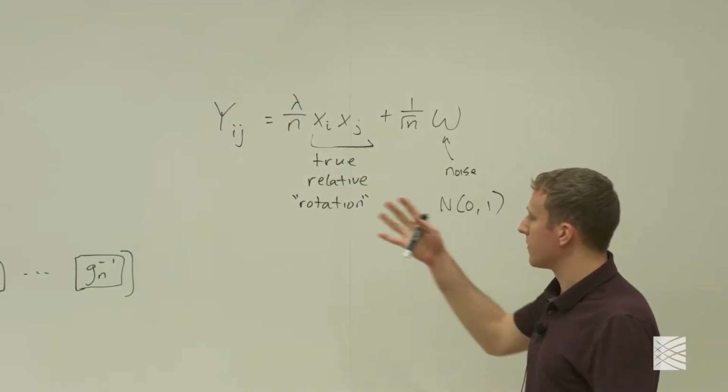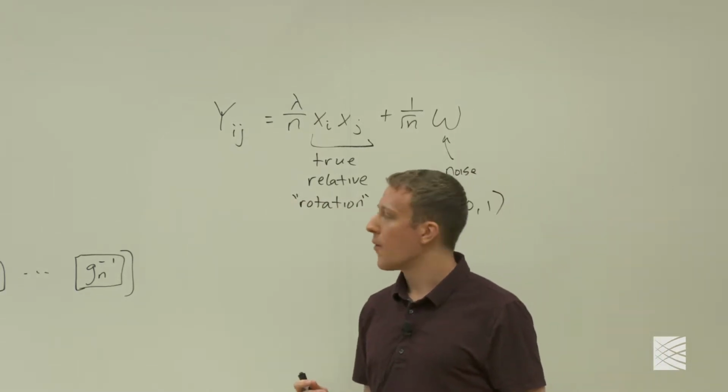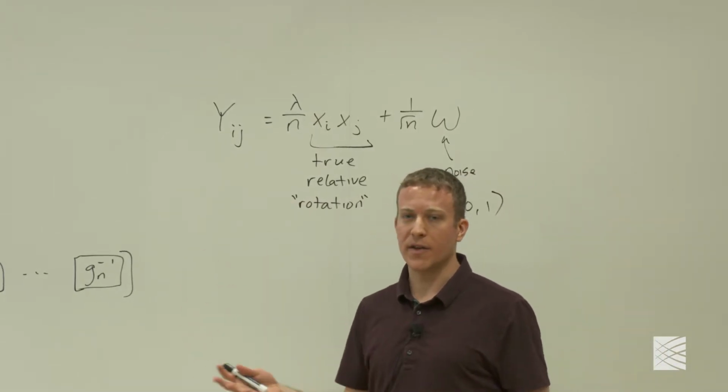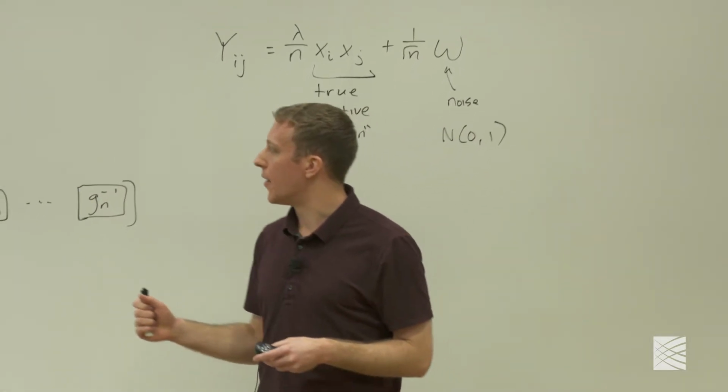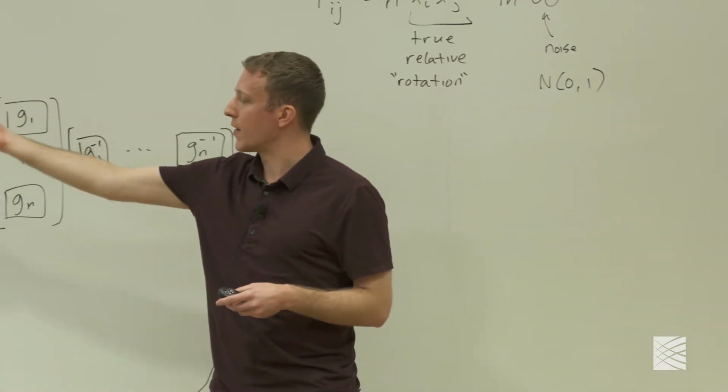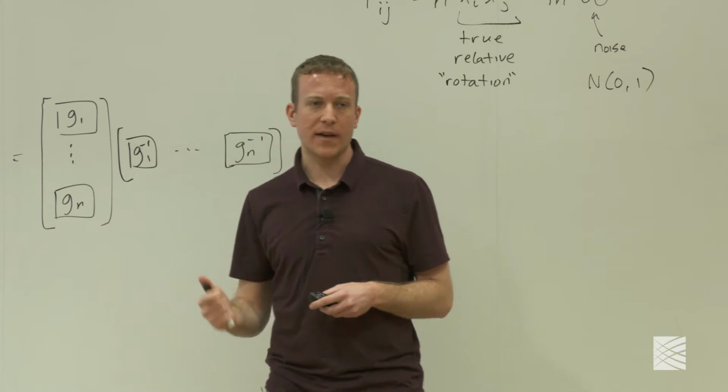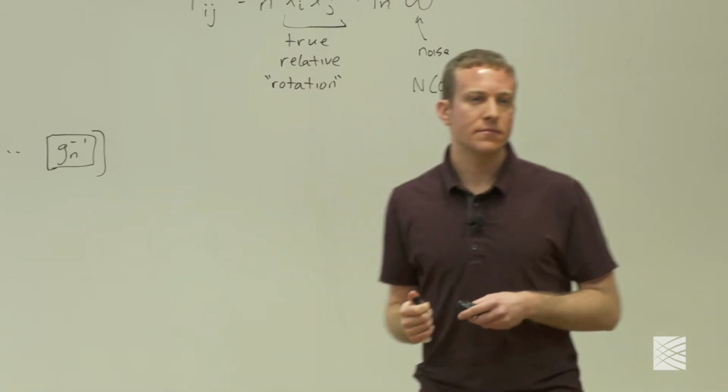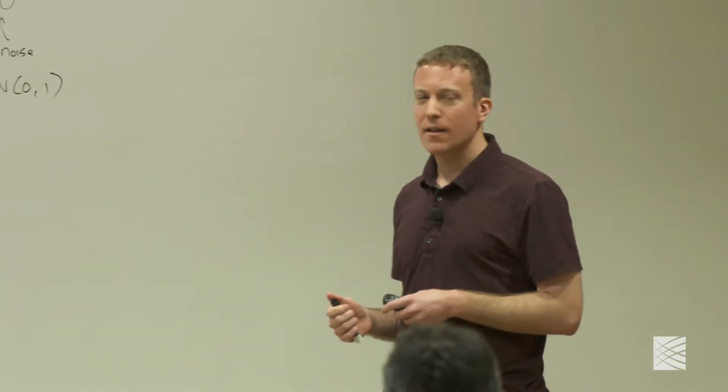And by putting this all together in a big matrix, we get a pairwise observation for every entry. Right, and the signal is this rank 1 XX transpose matrix. Yep? Why is the scaling different for the signal and noise? The root or 1 over n?